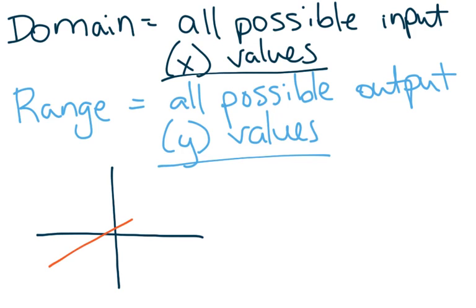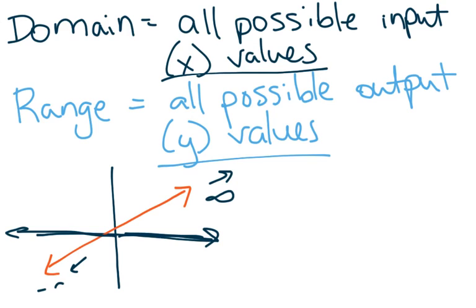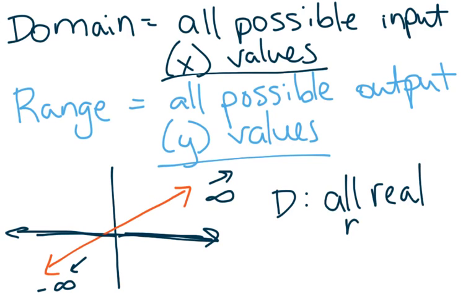Let's say we have a linear function that goes on like this in both directions. Now, if we want to see what the possible values of x are that this function will ever be valid for, this function is going to continue on to infinity in the positive x direction and to infinity in the negative x direction. So its domain, or its possible x values, are all real numbers. There are no constrictions on its domain.